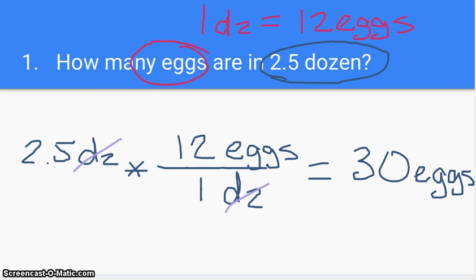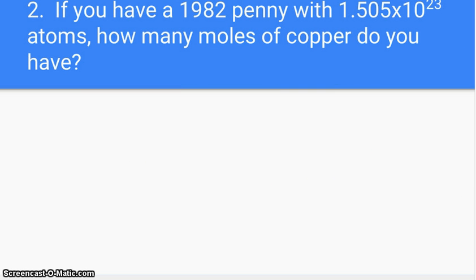So that is the basics of how we're going to set up a lot of our math problems in chemistry. So that one was pretty easy because we used a common conversion factor that most of us know off the top of our head. However, in the world of chemistry, things get a little bit trickier. So let's try this problem. Write this problem down and let's work through it together.